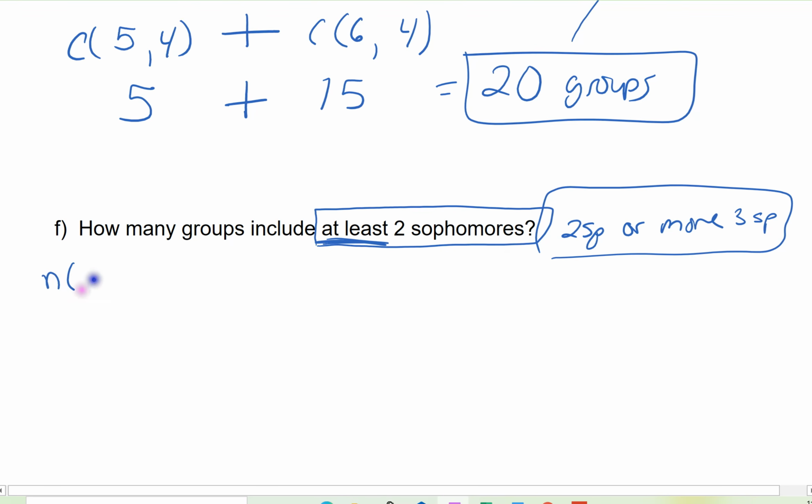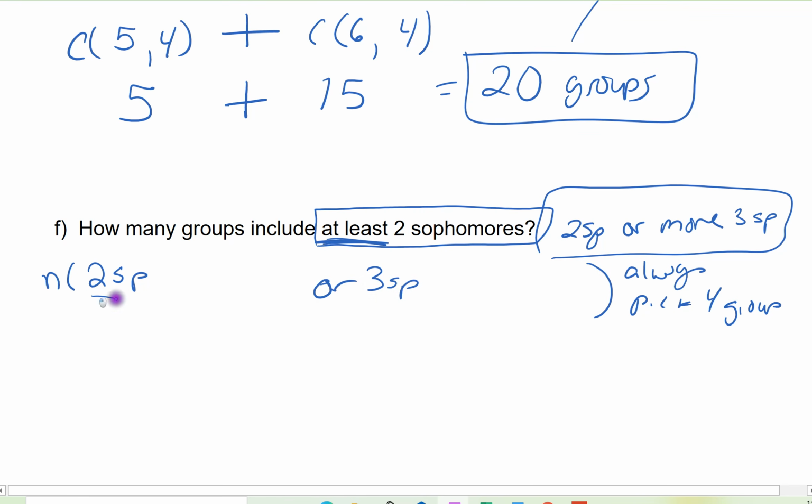Alright, so I want the number of ways to get 2 sophomores or 3 sophomores. Now, I left a little blank spot here because if you remember, we always want to pick 4 in our group. Right? We always want to have 4 people to go to the conference. So we need to complete our group of 4. I left a little blank spot, and I might not have left myself enough of a blank spot. I might move these over a wee bit.